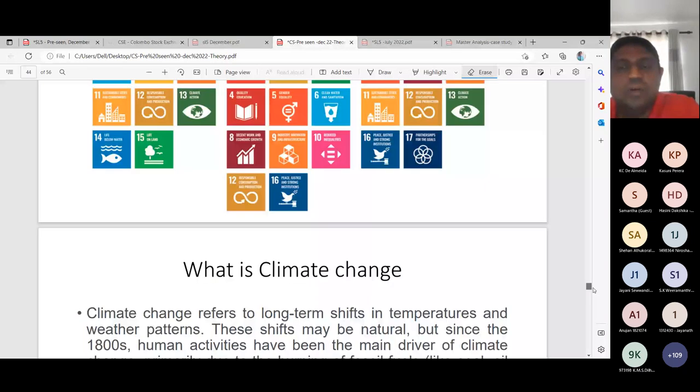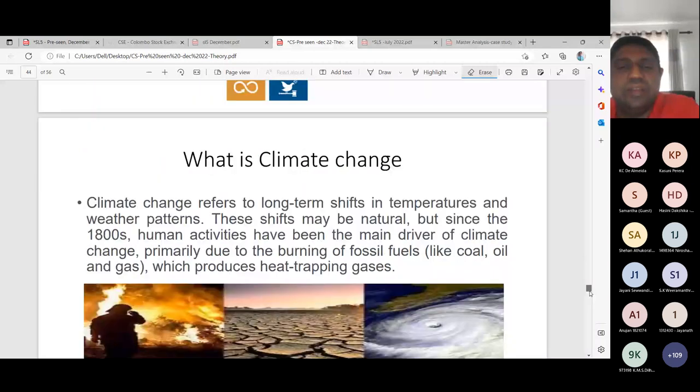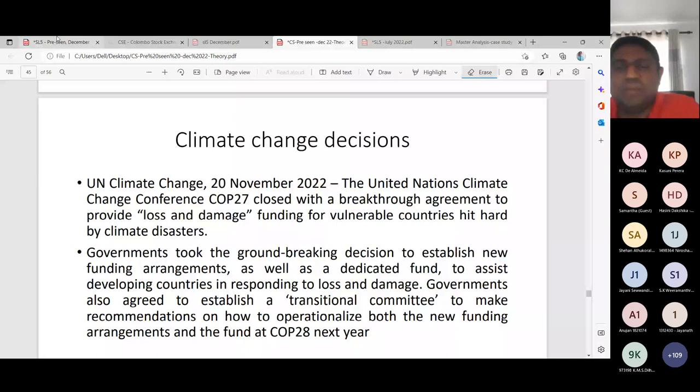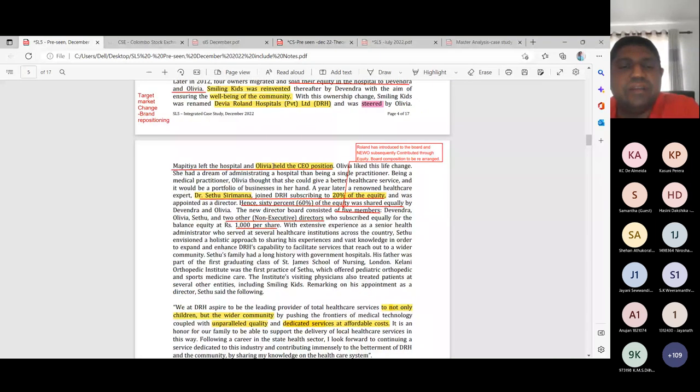CSR, because if you look at even this, their main strategies they talk about, initially actually, what type of person they are, they have mentioned, no? If you look at this lady, this main lady, right, this Olivia, no? Right, Olivia.